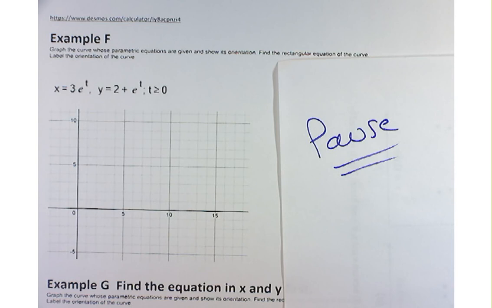So the trick we pulled in the last one will help you out in this one in terms of getting rid of the dependence on t.